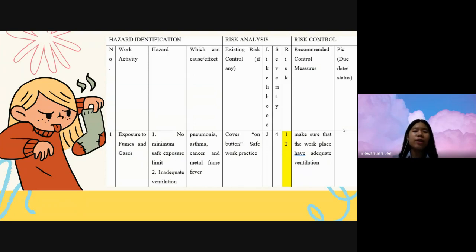Okay, first of the hazards is exposure to fumes and gases. The hazard is no minimum safe exposure limit and inadequate ventilation, which can cause pneumonia, asthma, cancer, and metal fume fever. The existing risk control for this hazard is safe work practice. The likelihood of this hazard is 3 and the severity is 4. For risk, we use the formula likelihood times severity, then we get 12. The recommended control measure is to make sure that the workplace has adequate ventilation.